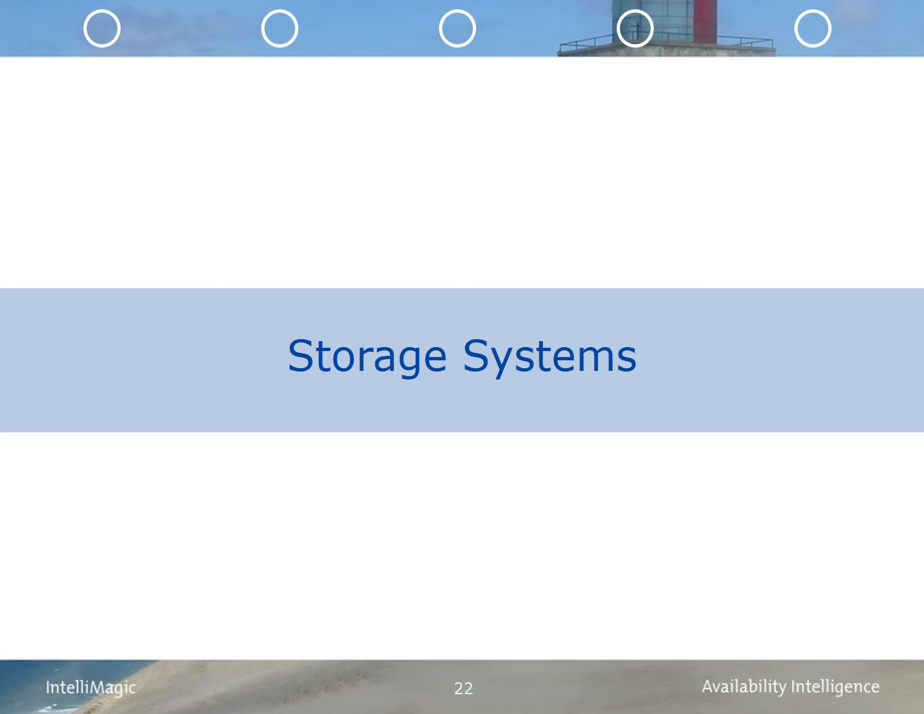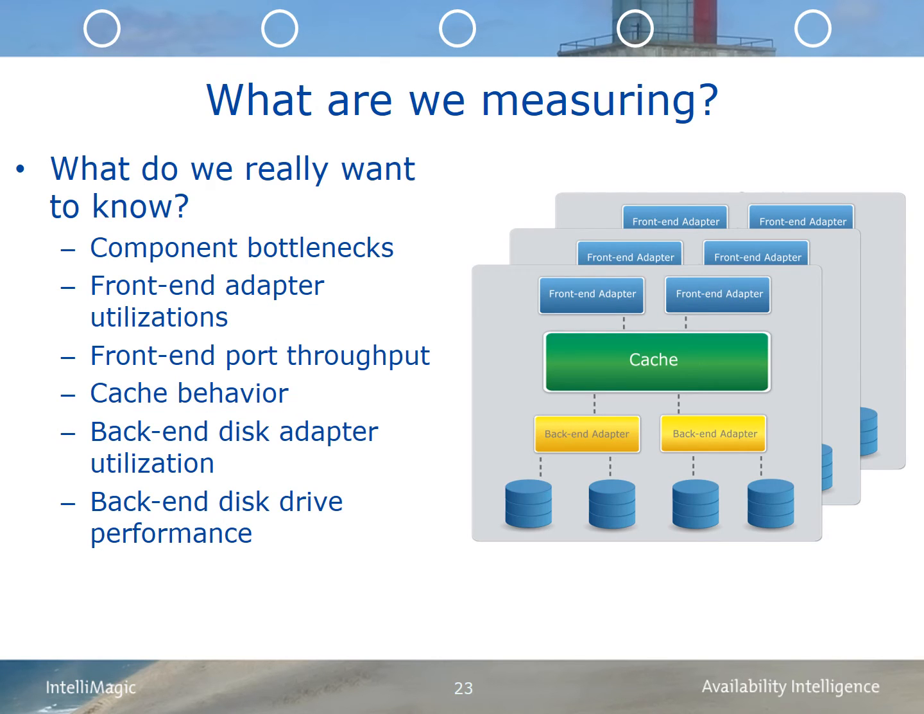In this section, we'll take a closer look at the storage system measurement. When we talk about the storage system, what are we trying to measure? We really want to know if there's any component bottlenecks within the storage system. So this includes things like the front-end adapter utilizations, the front-end port throughput and utilizations, the way that the cache is behaving and information about the cache. We also want to know about the back-end device adapter or disk adapter utilization, and we want to know about the back-end disk drive performance.